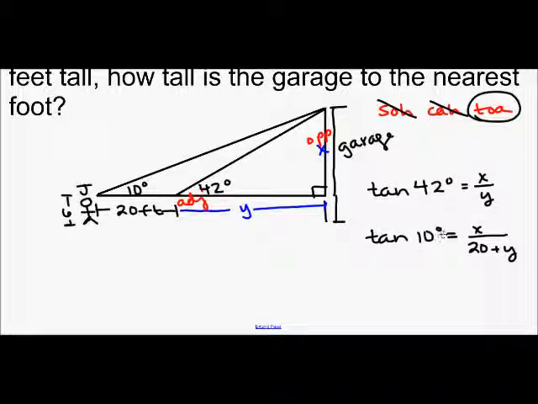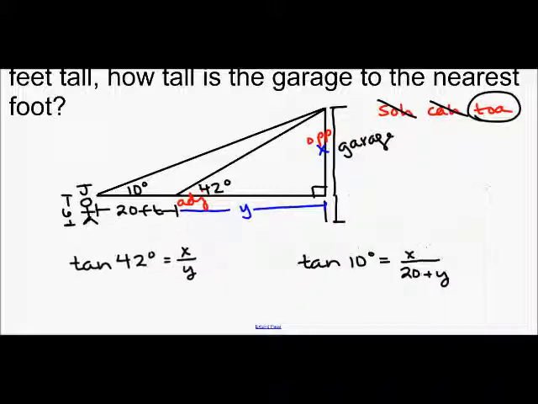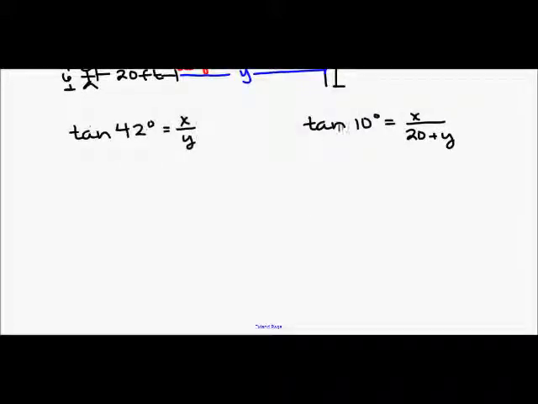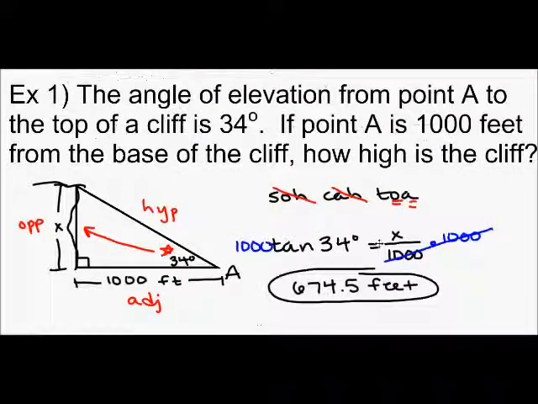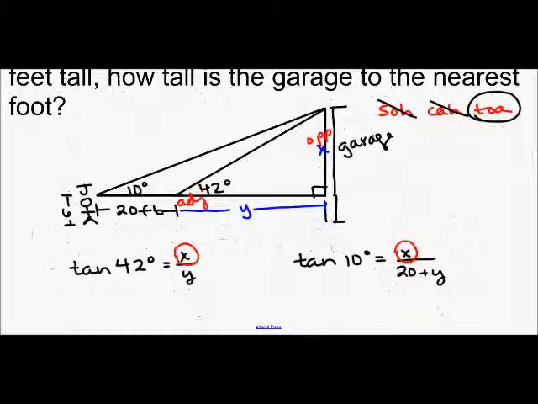And now we need to do a little bit of manipulative mathematics, which I know is your favorite thing to do. What do they have in common? They both have this X on top. So just like I did in this example, I can get X by itself without knowing what Y is. I'm going to multiply both sides by Y, and that'll cancel that out and leave me with X by itself. So I have Y times tan 42 degrees equals X.